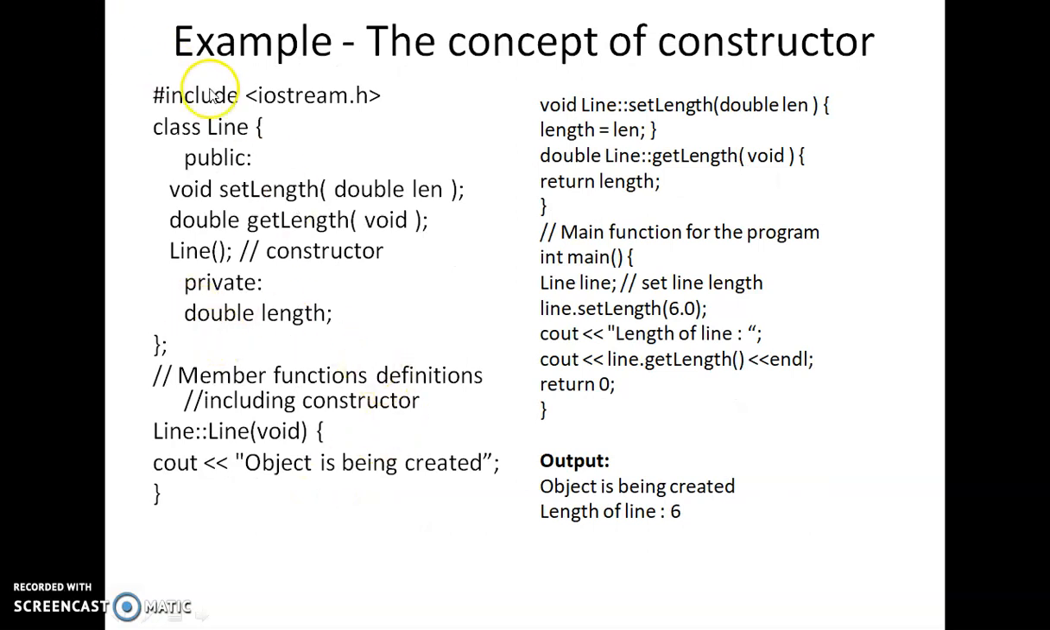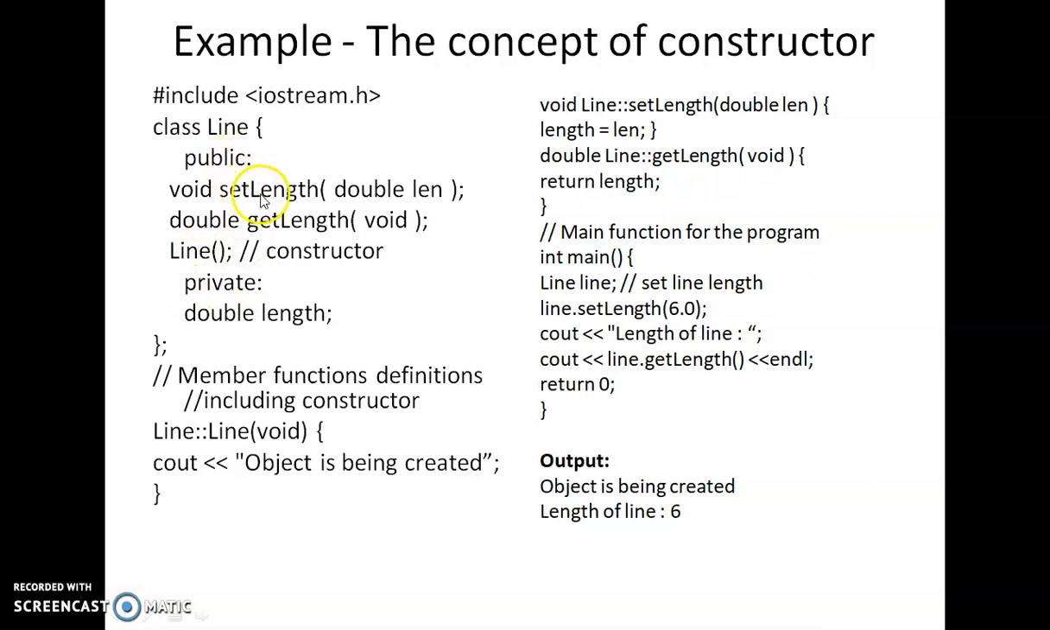For example, in one of the programs we are going to discuss here, we have to include iostream.h. The class is defined, and the name of the class is Line. Here, two access specifiers are used. One is the public access specifier, and another one is the private access specifier.